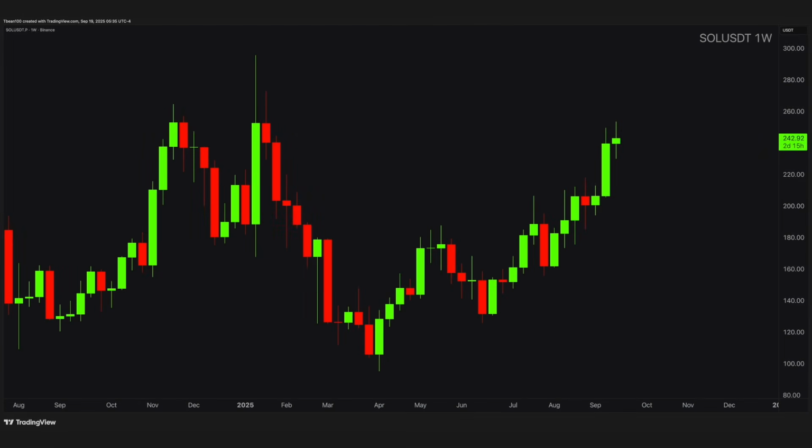Let's talk about the recent price action in Solana and do a full top-down analysis starting from the weekly chart. If you take a closer look, Solana has been in a very strong, almost unstoppable rally over the past few months. It moved all the way from around $120 up to $240, basically doubling its price.